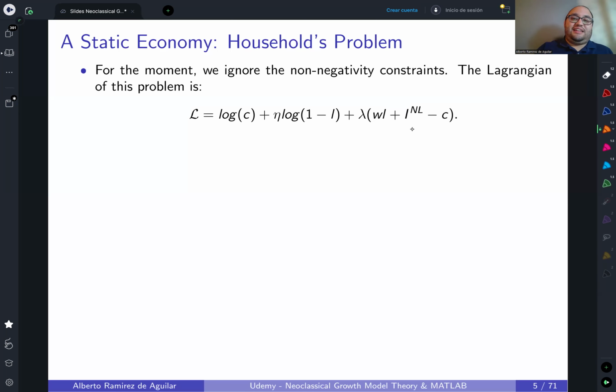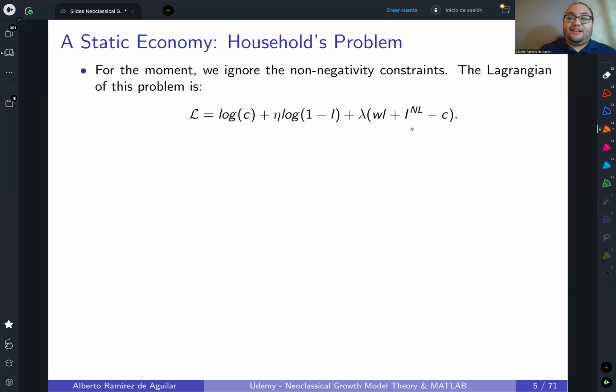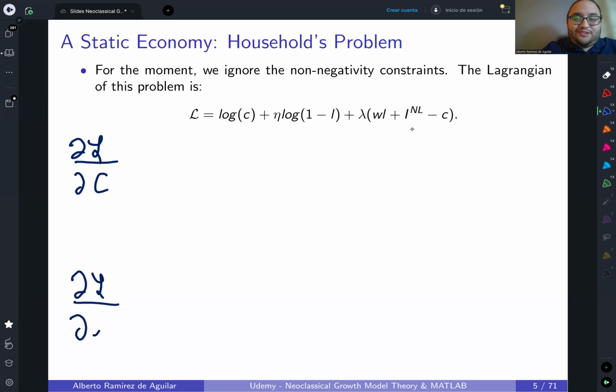But okay, this is the utility function, and this is the constraint. We only have one constraint, so therefore we only need one Lagrange multiplier, which I'm calling lambda. Okay. Now there are two decision variables, which are consumption and leisure, and sorry, and labor. So we have to derive two first order conditions. Therefore, we need to take the derivative of the Lagrangian with respect to consumption and the derivative of the Lagrangian with respect to labor, sorry.